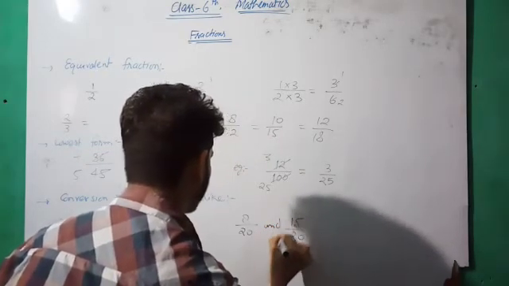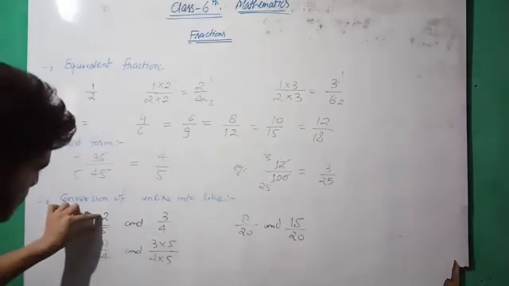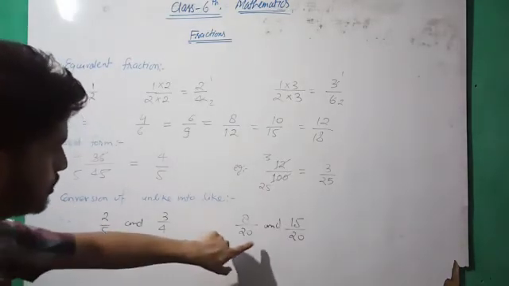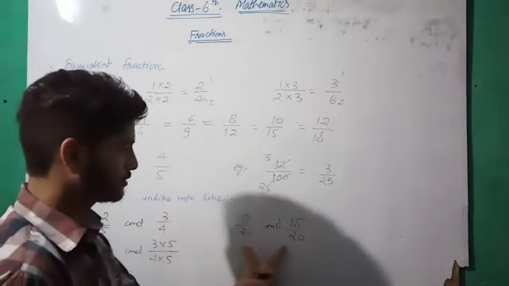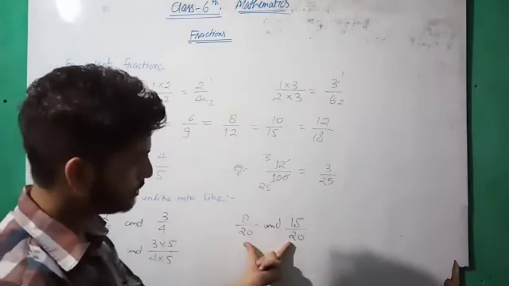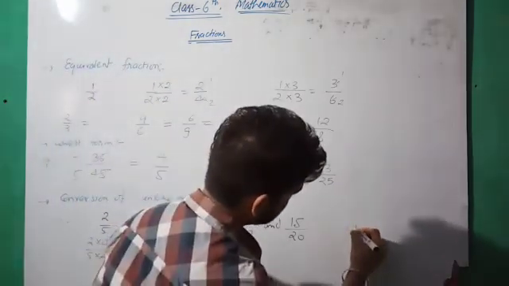So these are the fractions converted in this form, and also we can say that this is the lowest form of this fraction and this is the lowest form of this fraction. Now we have both in the form of the same denominator, so we can say that these are like fractions.